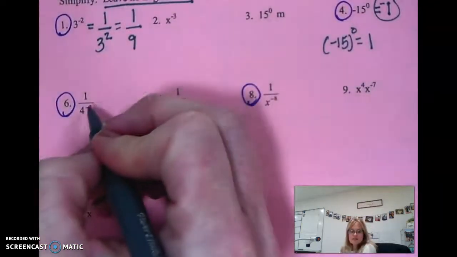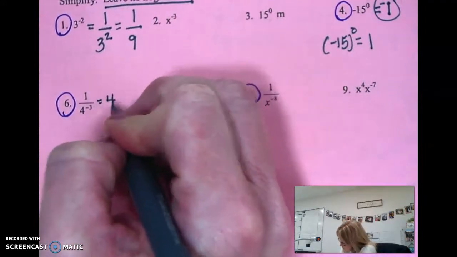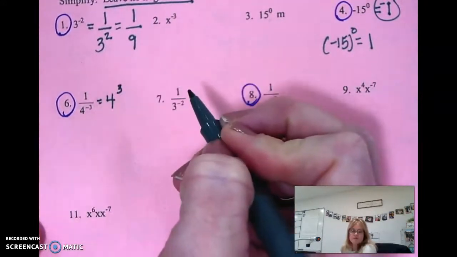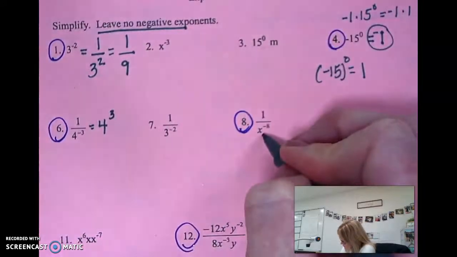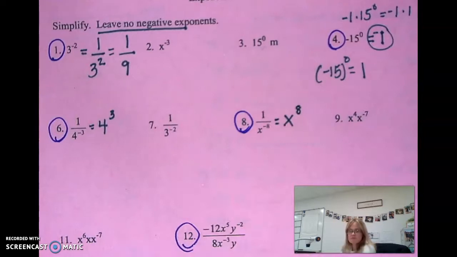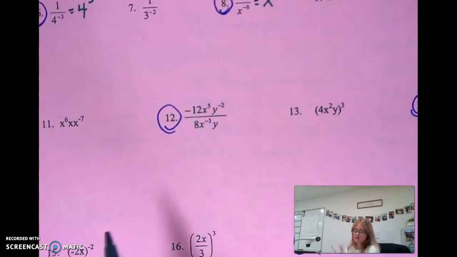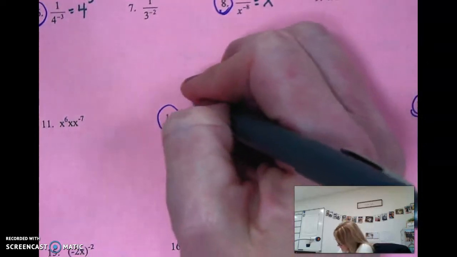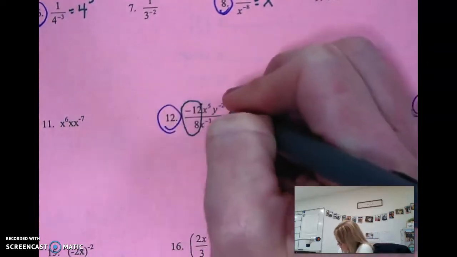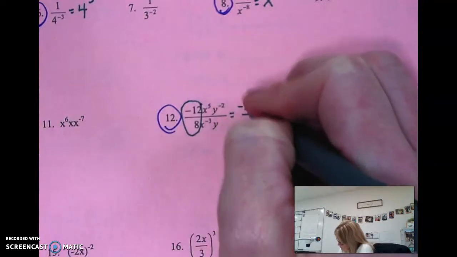How do you make a negative exponent positive when it's on the bottom of the fraction? Now it moves to the top. Negative exponent positive moves to the top. Okay? All right, what do we do when we have numbers and variables? Simplify the numbers first. Negative 12/8 reduces to negative 3 seconds.